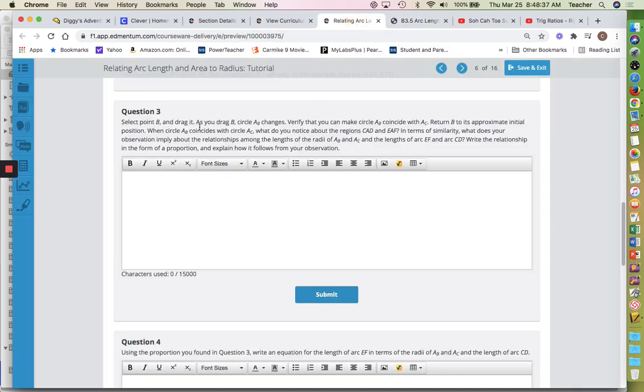All right, when circle AB coincides with AC, what do you notice about the regions CAD and EAF? In terms of similarity, what does your observation imply about the relationship among the lengths of the radii? Well, they will be equal to each other. Of course, they're going to be similar. Circles are always similar. Relationship from the proportion. Explain how this follows your observation.